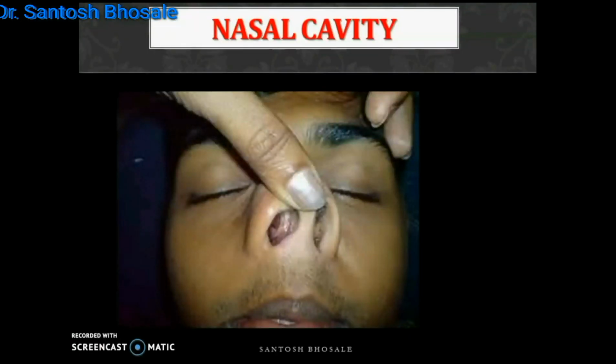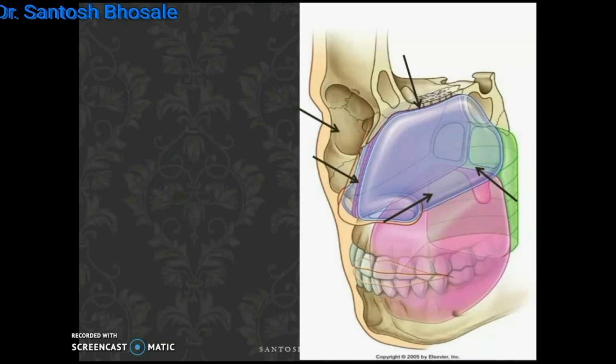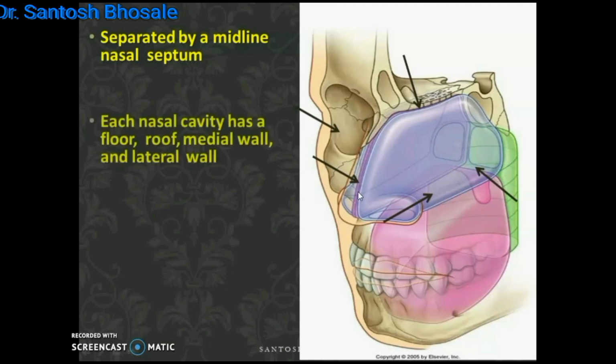And the nasal cavity is lined by respiratory mucosa and surrounded by paranasal air sinuses, and is divided into right and left halves by the midline nasal septum. Each nasal cavity has a roof, a floor, a medial wall, that is the nasal septum, and a lateral wall. The lateral wall is irregular, whereas the medial wall is smooth. The lateral wall is irregular because of the bony shelf-like projections called turbinates or conchae.